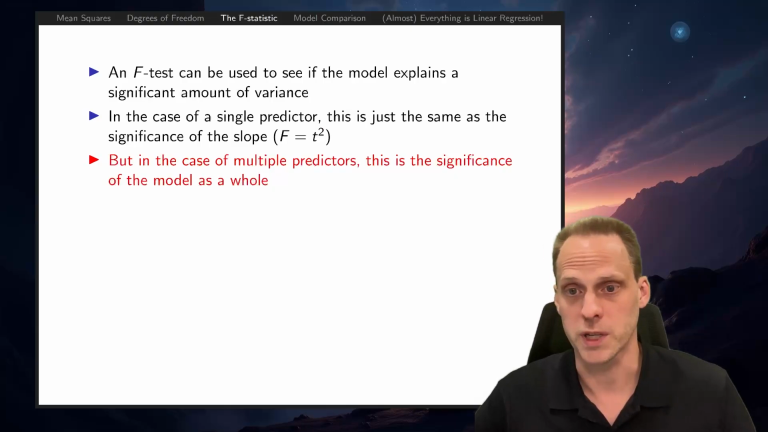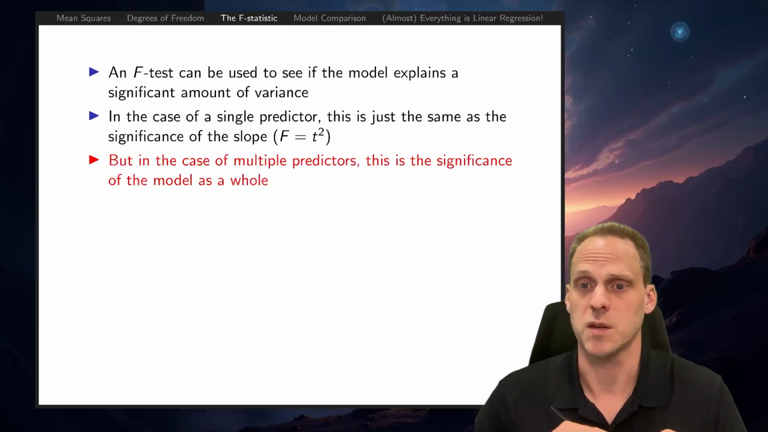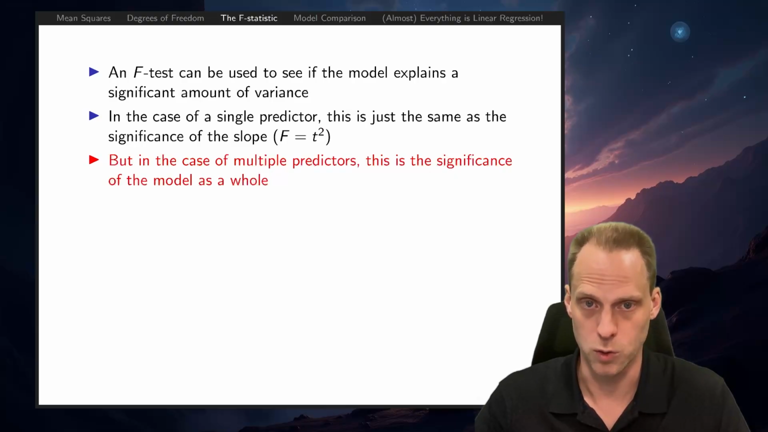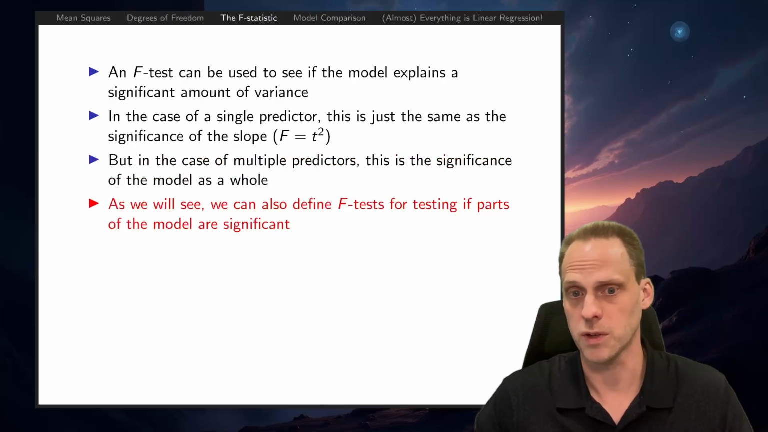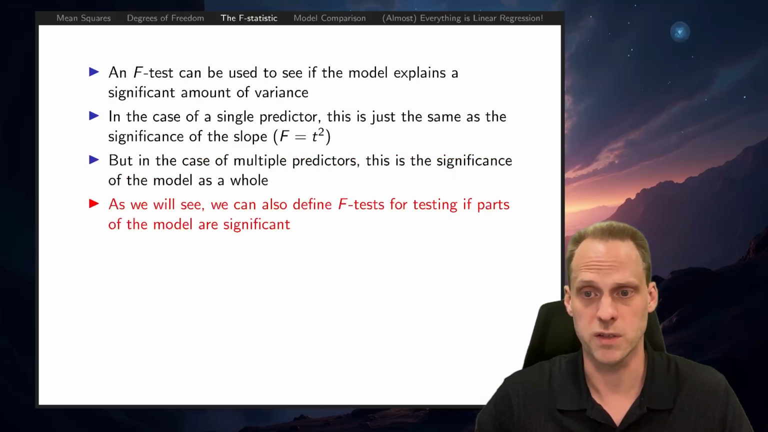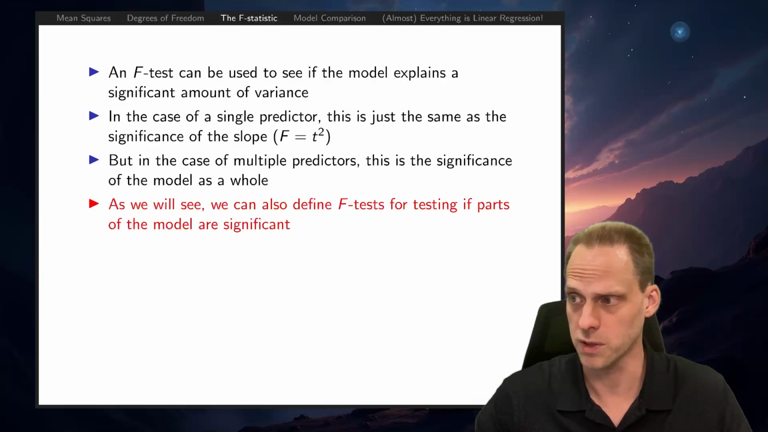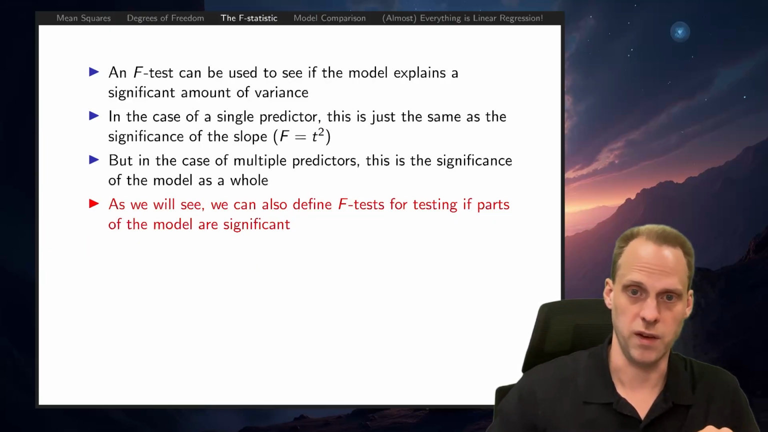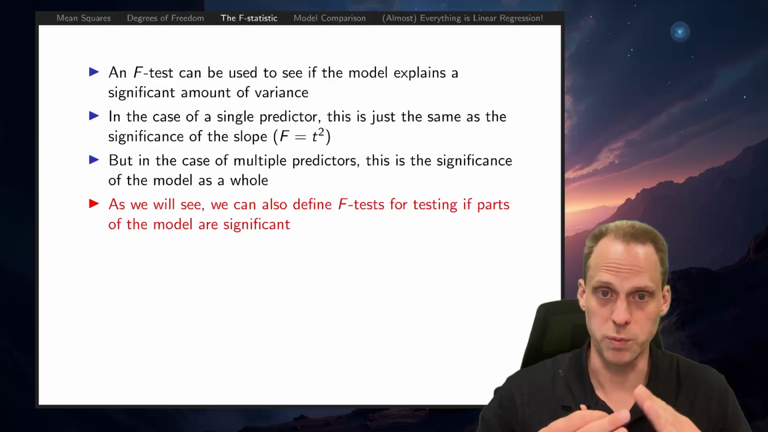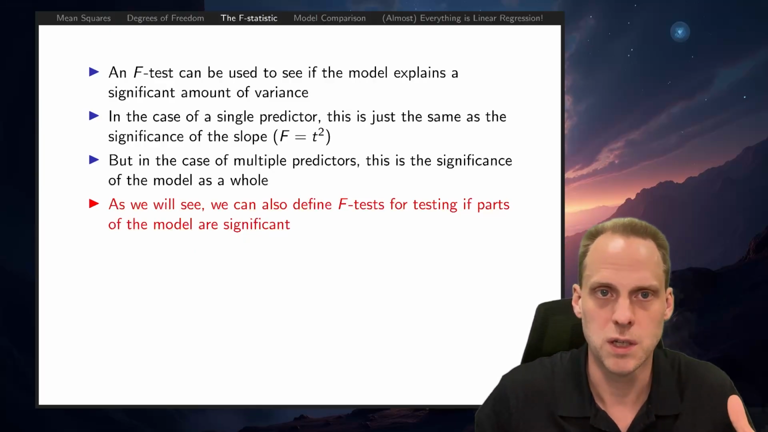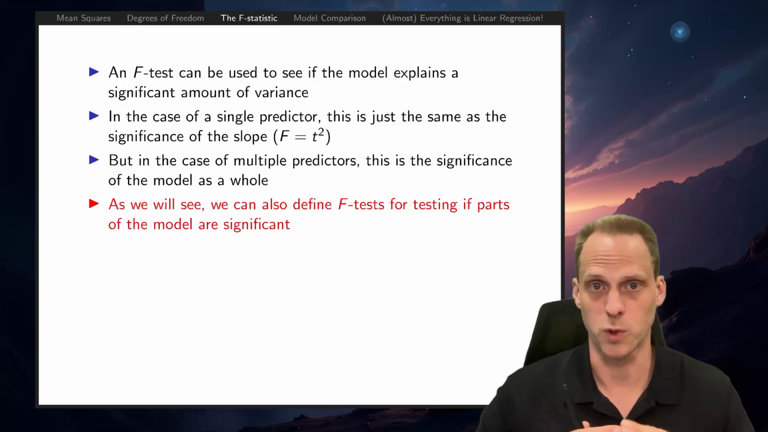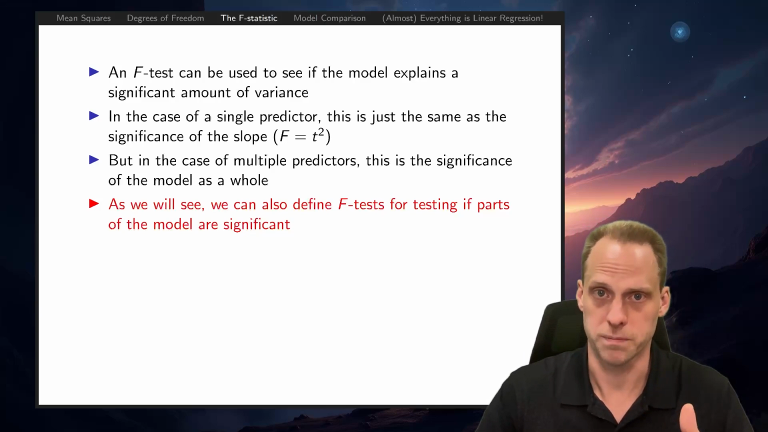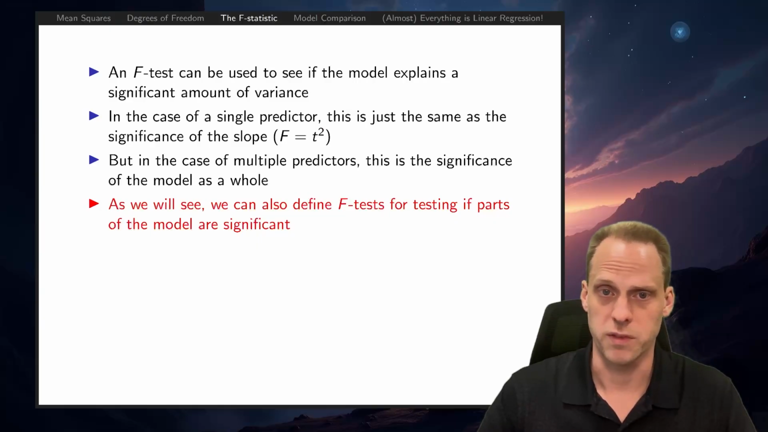When we have multiple predictors, however, the F-test can be used as the significance of the model as a whole. And that's really the cool part about it. And as we will see, we can also define the F-test for testing if some parts of the model are significant. So now, what we did is we defined an F-test to compare our regression model with predictors to a model without any predictors. But we could also compare a regression model with some predictors to a model with some predictors fewer, and use the F-test for model comparison.